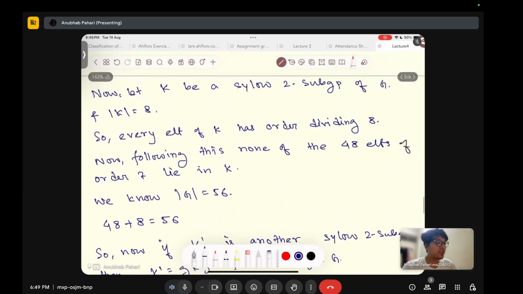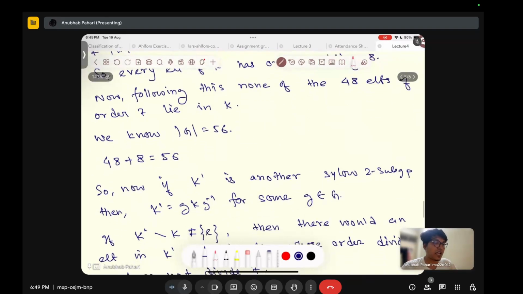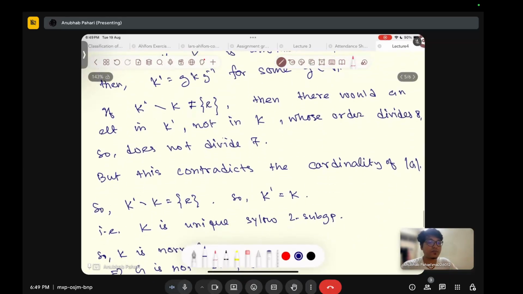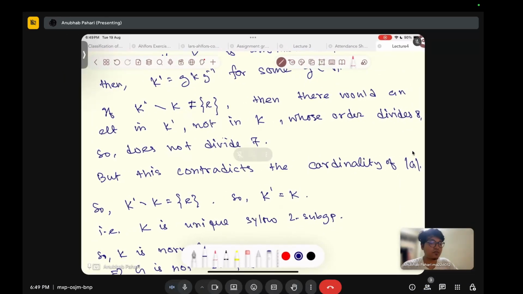So the trick lies in the case that you have to keep track of the elements, not only the number of subgroups. Sometimes you have to keep track of the order of elements.